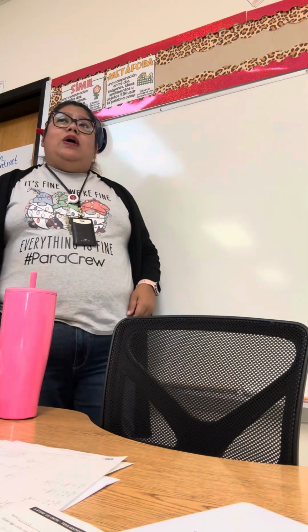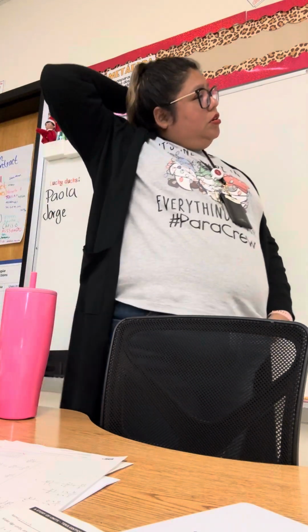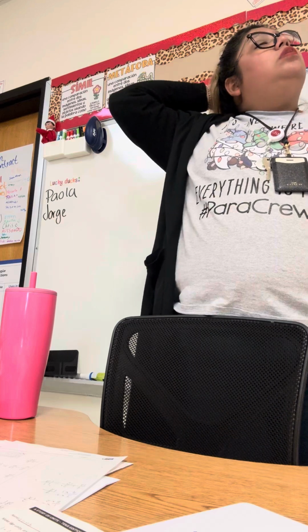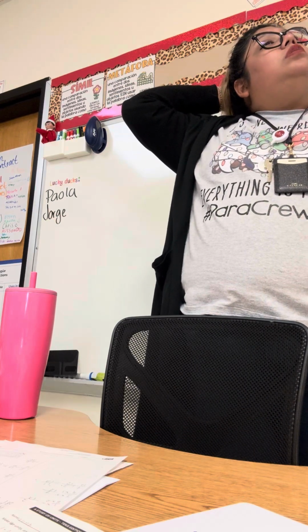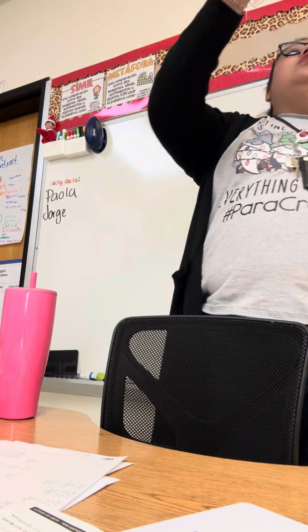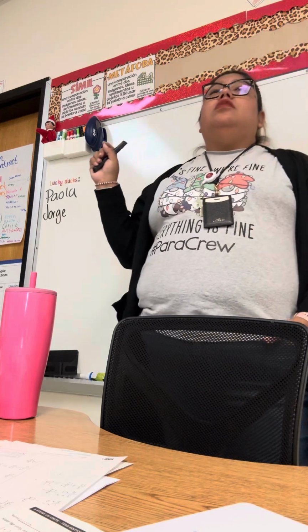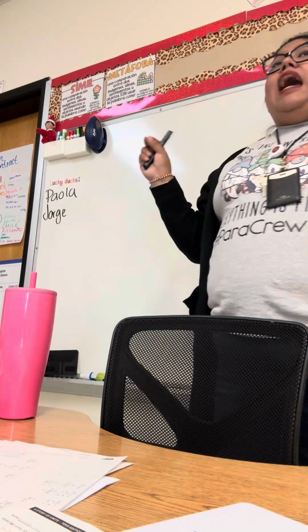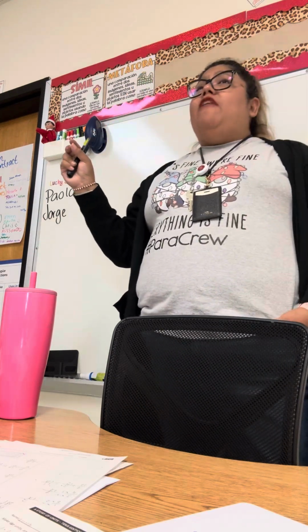Okay. The next one is a mixed number. What's a mixed number? A whole number with a fraction. That's a mixed number, when you have a whole number right next to a fraction.